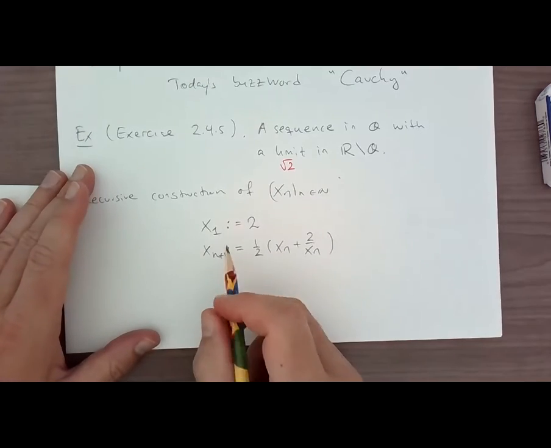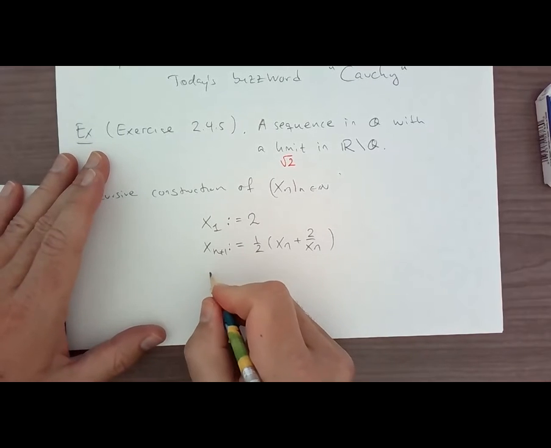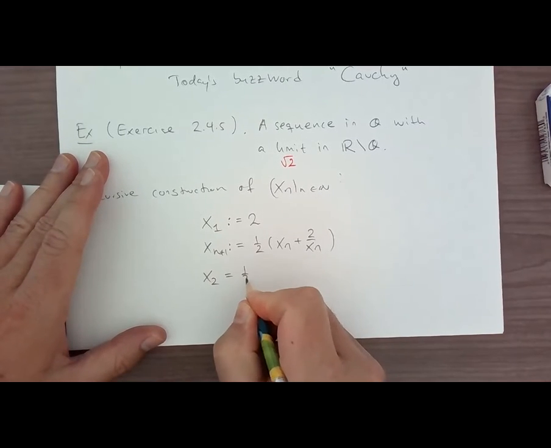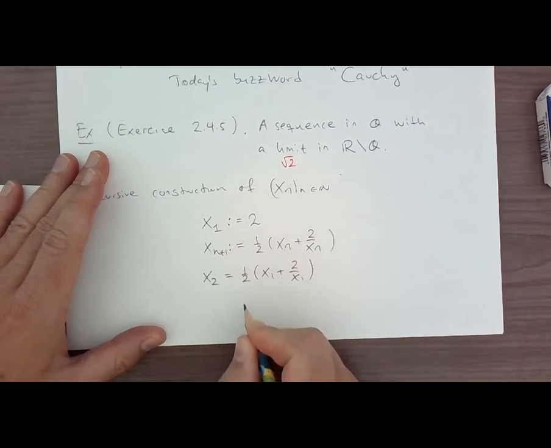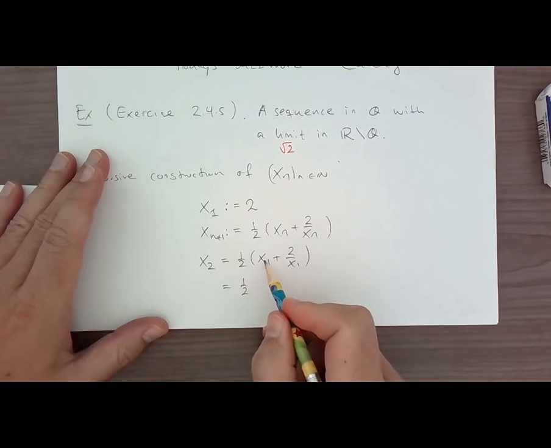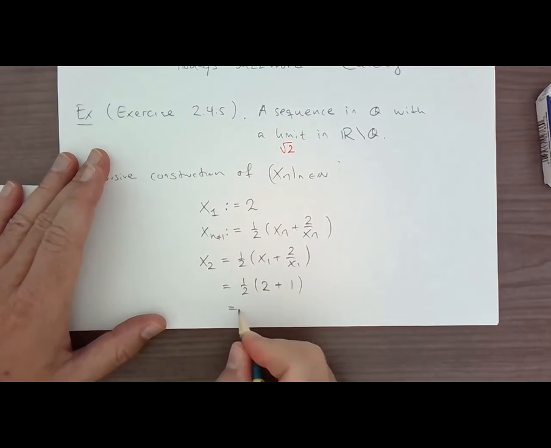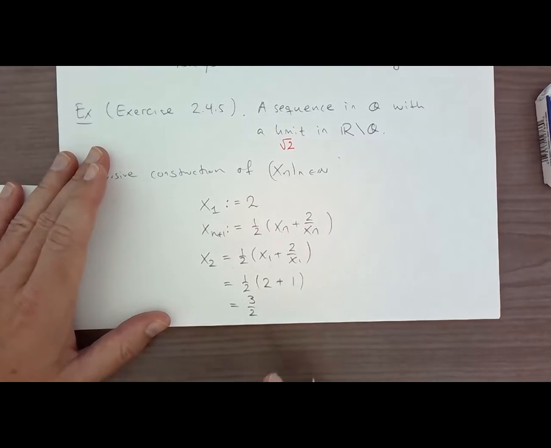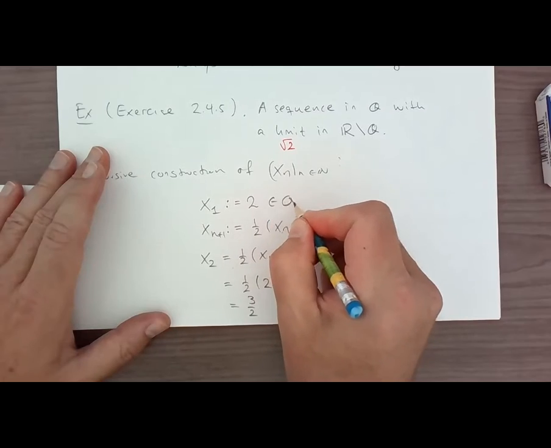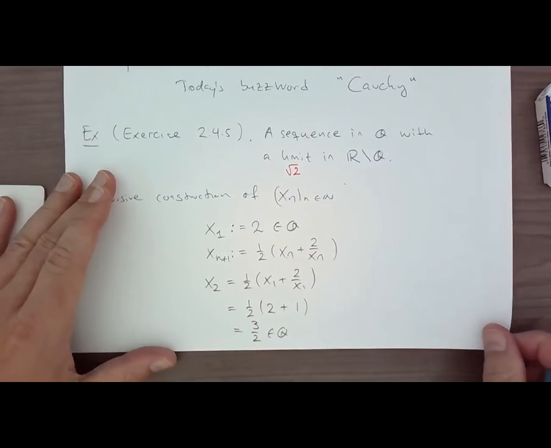So if you look at some examples, say x1 is 2. With this formula, x2 would be 1/2 times (x1 plus 2 divided by x1). So that would be 1/2 times (2 plus 1), so this would be 3 divided by 2. This here is, of course, a rational number. That's in Q, and so on.